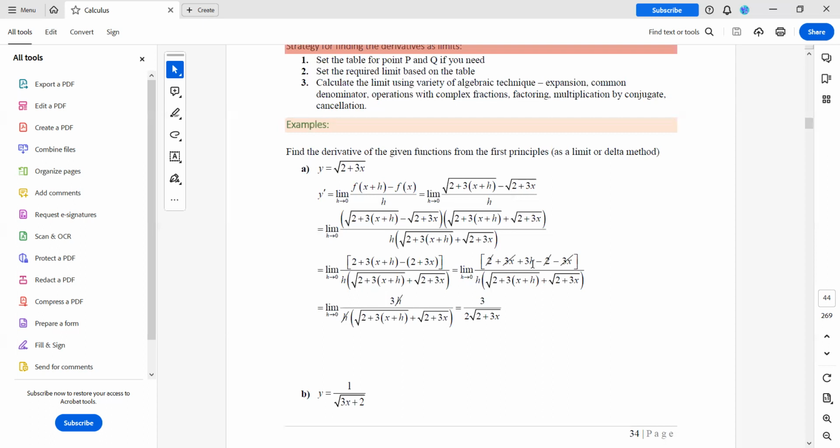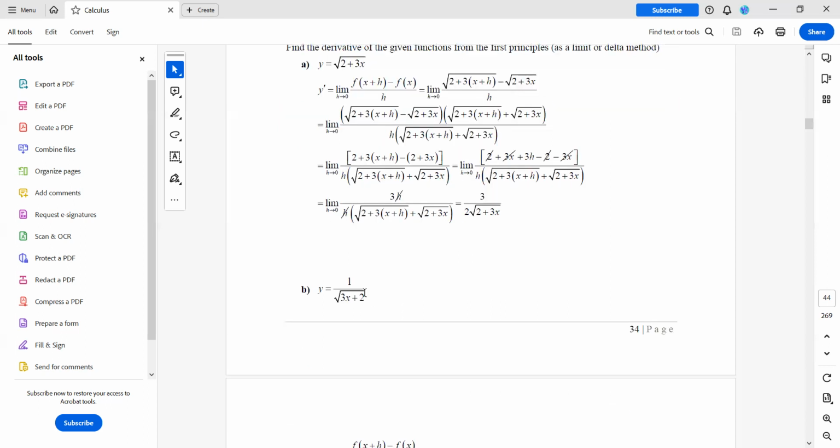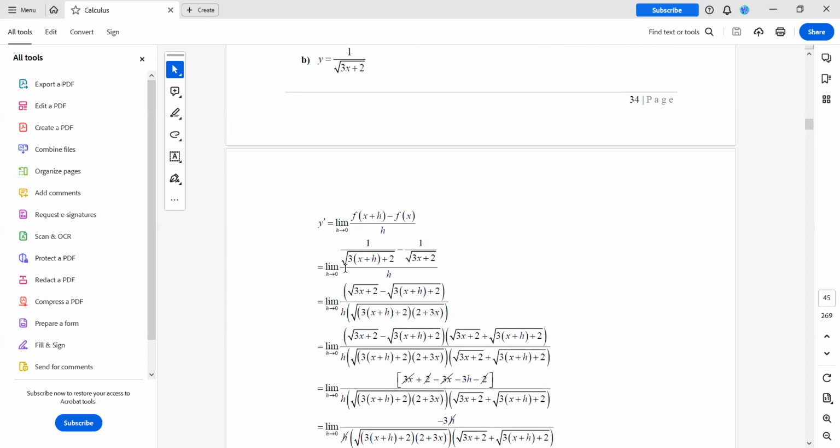So you can say h open bracket 3. So h cancels the h in the denominator. So you're left with 3 over the square root of 2 plus 3 open bracket x plus h, plus the square root of 2 plus 3x. So you have the answer, which is 3 over 2 square root of 2 plus 3x. Yeah, so that's basically it.